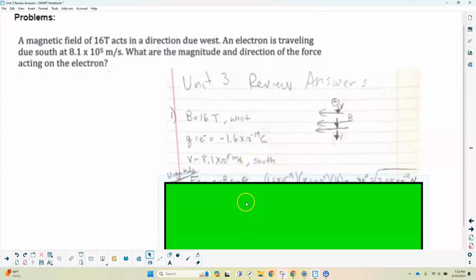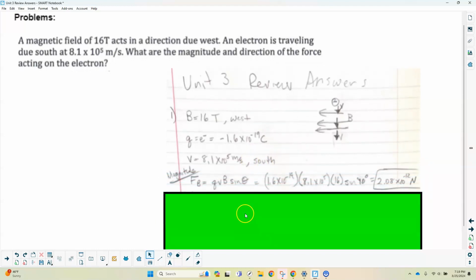We're going to use the F_B equation for the force acting on a charge, so it's QVB sine theta. Because west is left and south is down, they are 90 degrees to each other, so that's where I got 90 from. I just multiply the three values that are given, and I got 2.08 times 10 to the negative 12th newtons. So that's the amount of force.